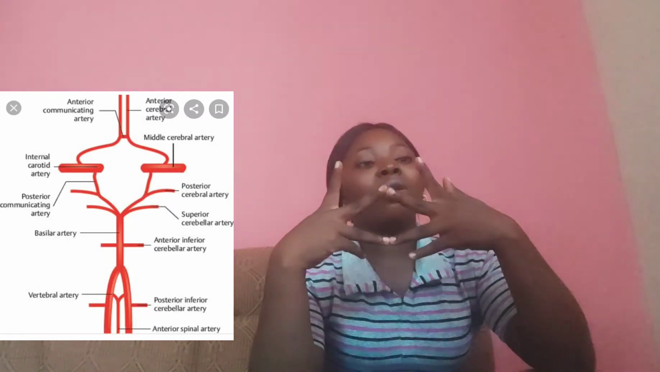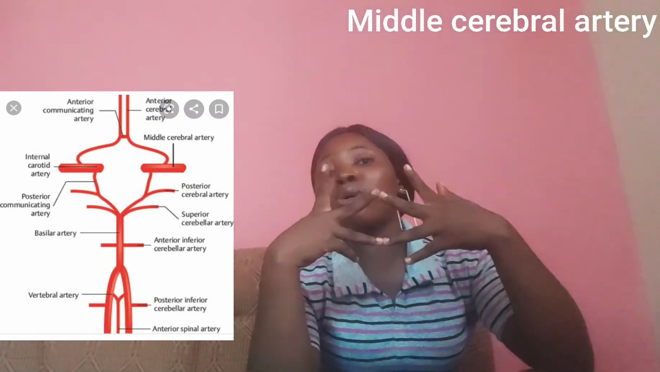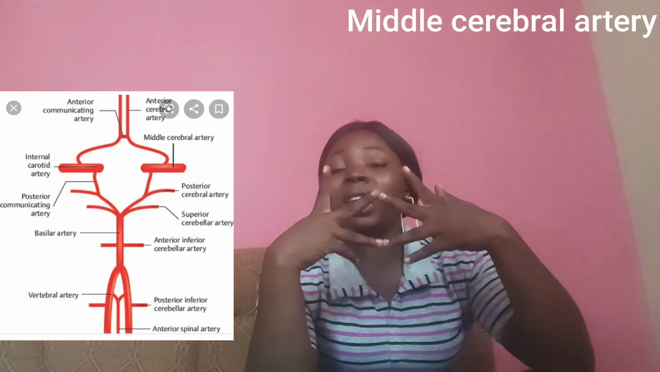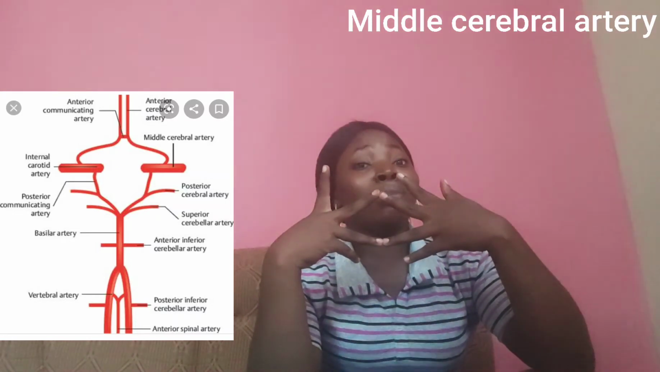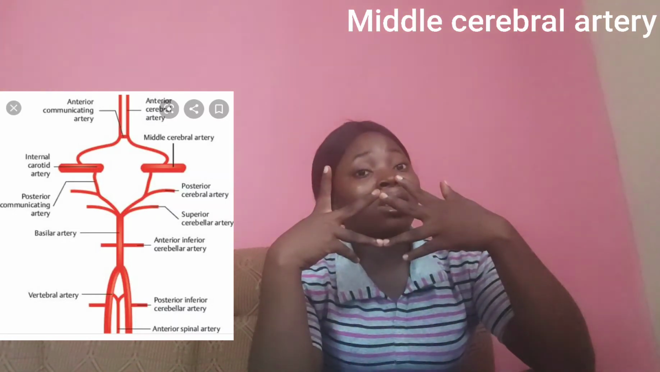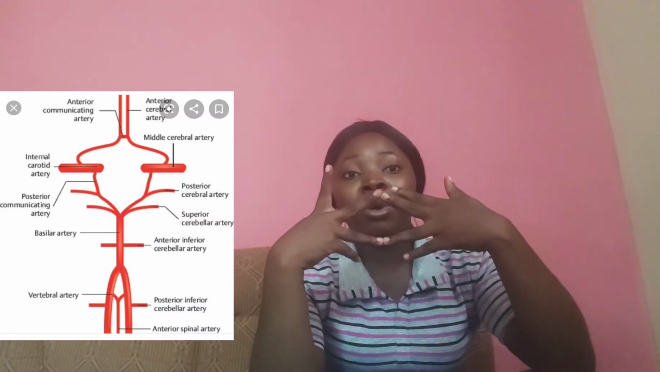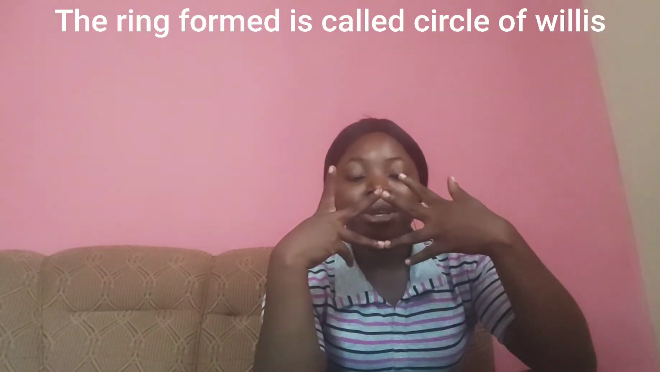cerebral arteries. And we have the middle cerebral artery that supplies the medial aspect of the cerebrum, and a branch of this internal carotid artery comes along also to help in blood supply. So this ring now that is formed is called the circle of Willis.